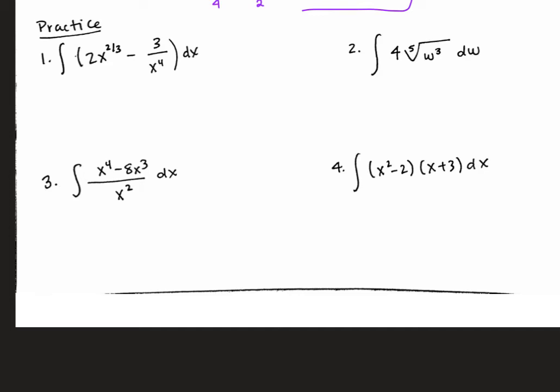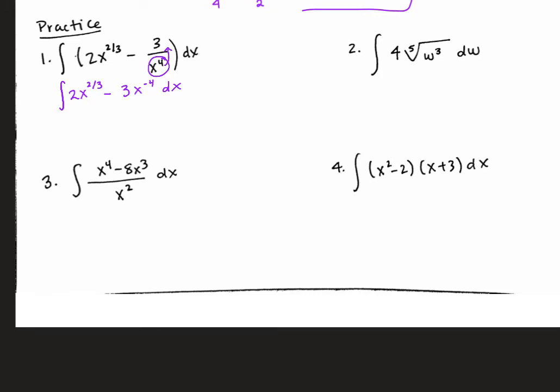So for number 1, I need to move this x to the 4th up to the top so that I can apply the power rule. So the first thing I'm going to do is that I've got 2x to the 2/3 minus 3x to the negative 4th dx.